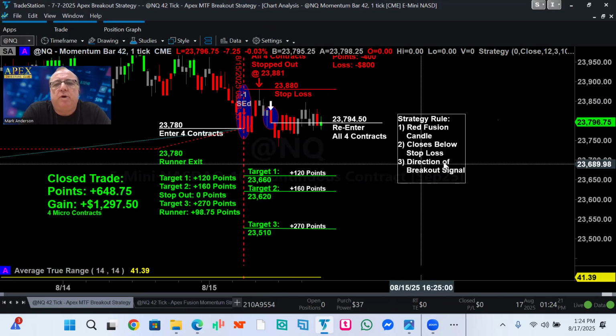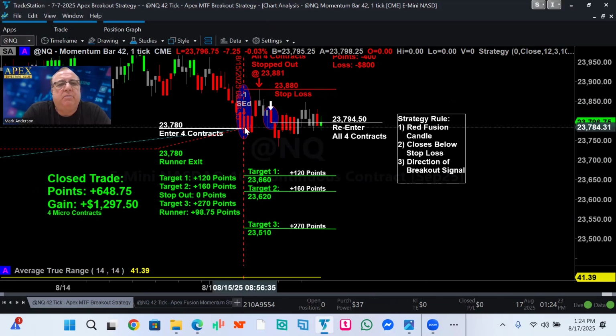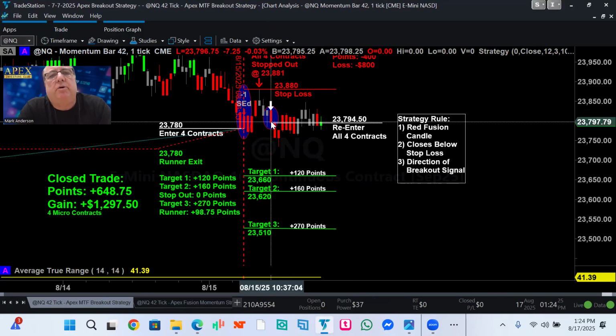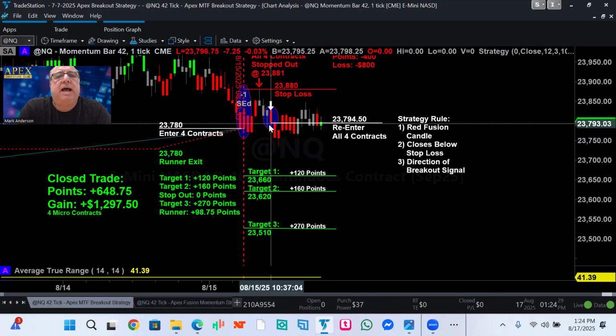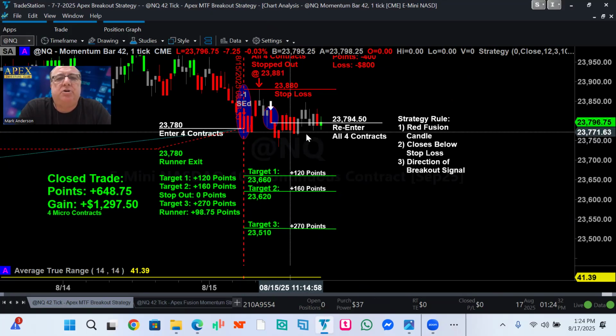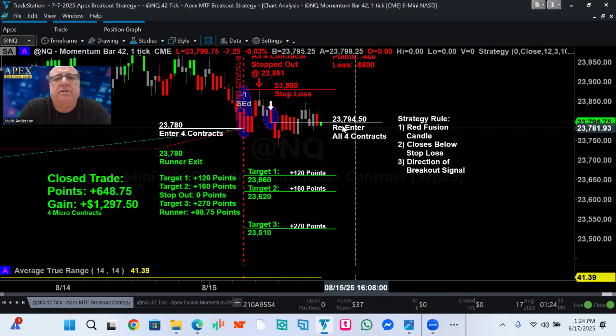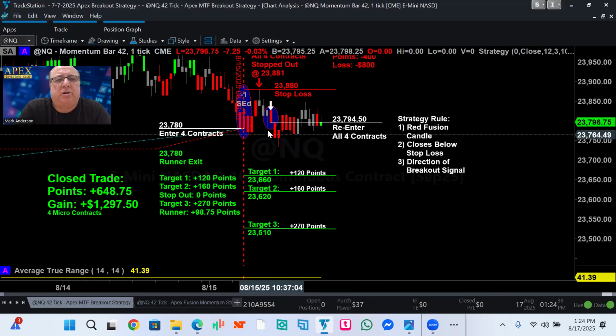And three, direction of the breakout signal. We're going short and it's red going short. So we re-enter here all four contracts. So now we're live once again. This trade is open, four contracts going short, and this is where we're at. So we re-entered right there, that white line, the close of that candle.